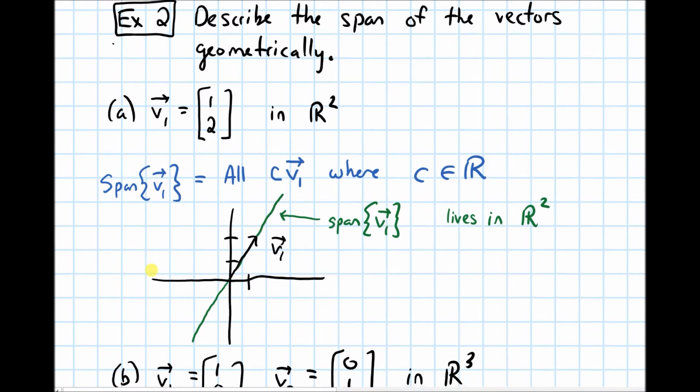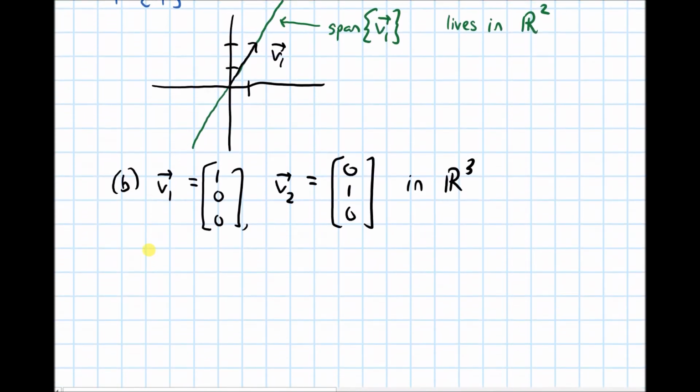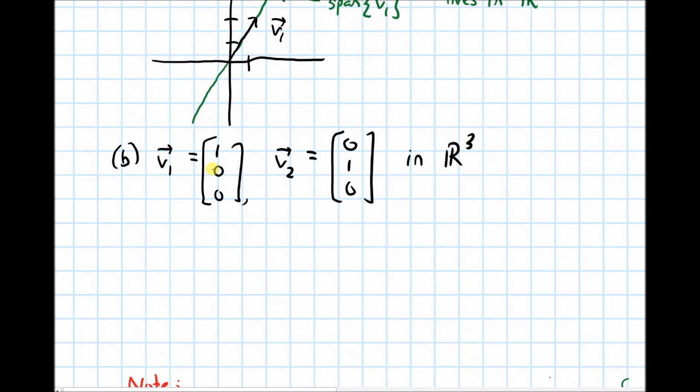Okay, let's do another example. We saw the span of just one vector like that gave us a line. What about if I have two vectors? Let's say these two vectors this time are in R3. So v1 is (1, 0, 0), and v2 is the vector (0, 1, 0). So let's take their span.